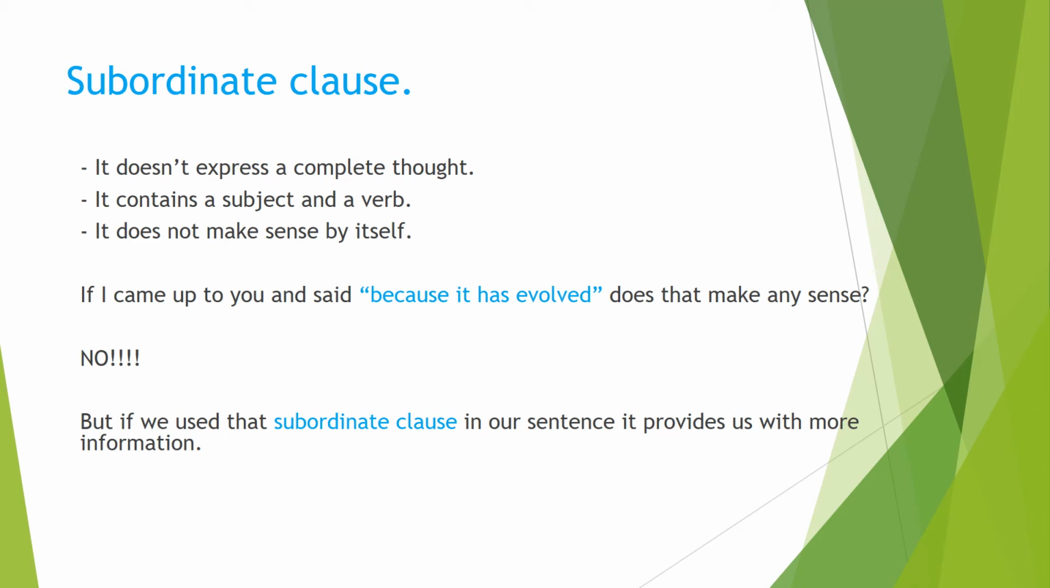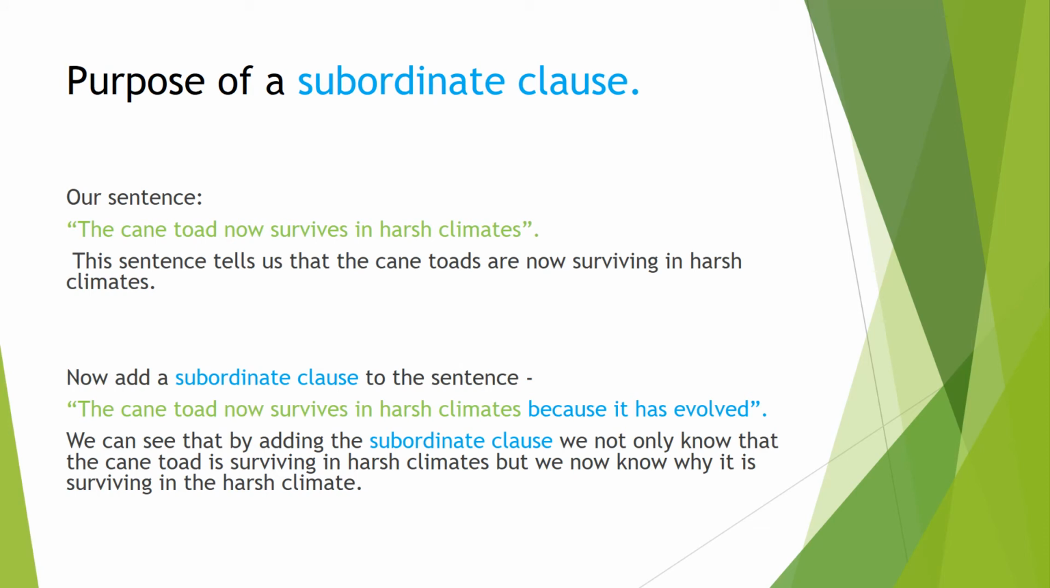But if we use that subordinate clause in our sentence, it provides us with more information. So let's have a look here. The sentence, the cane toad now survives in harsh climates. We can see that this sentence tells us that the cane toads are now surviving in harsh climates. If we now add the subordinate clause to the sentence, the cane toad now survives in harsh climates because it has evolved, we can see that by adding that subordinate clause, we now not only know that the cane toad is surviving in these harsh climates, we also know why. So we've got our information, which is our main clause. We've added our subordinate clause on, and that subordinate clause has actually provided us with more information around our main clause.